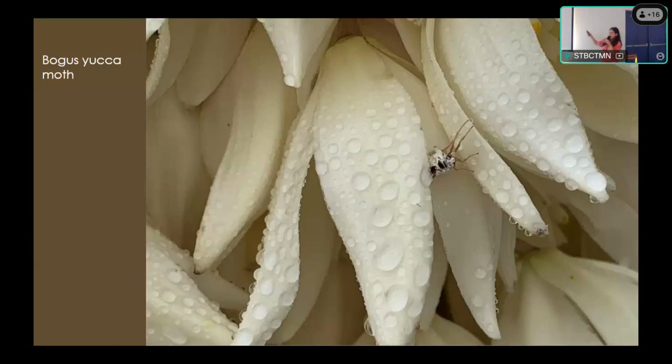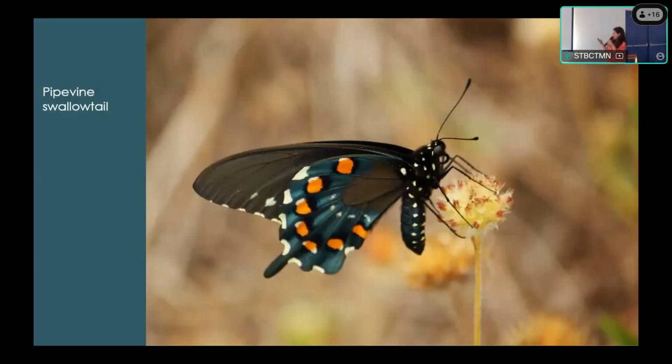This is a type of yucca moth. I don't know if you guys know the relationship between yuccas and yucca moths, where the yucca flowers are only pollinated by yucca moths. They have this really specific relationship between them. It's really cool. This is one called a bogus yucca moth. I'm not sure why it's called that, but it's super tiny. And I found it out on a day where it had been raining, I think the previous day. That was really cool.